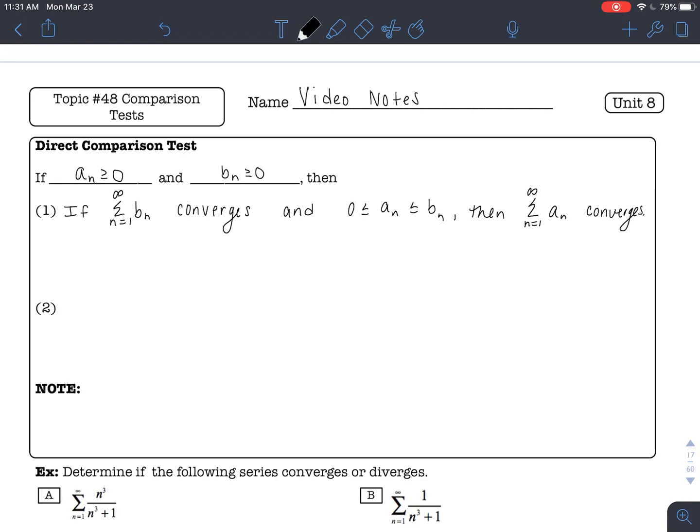Breaking that down, that means if you take a series that converges and it's bigger than another series that you're not sure about, the smaller series has to converge. Whereas we can also say the opposite. If the series of A of n diverges and A of n is less than or equal to B of n, then the series for B of n also diverges.